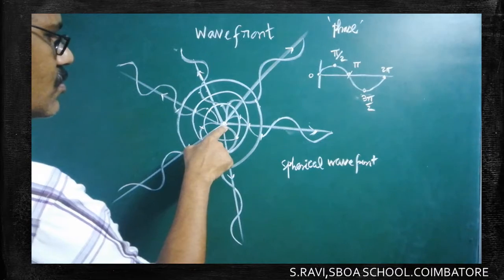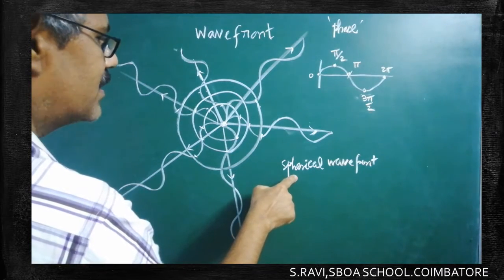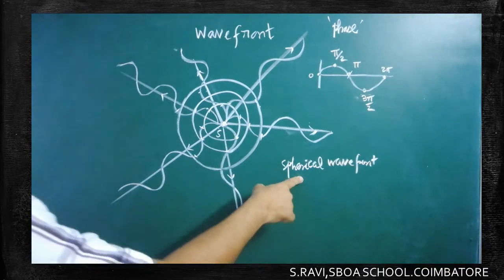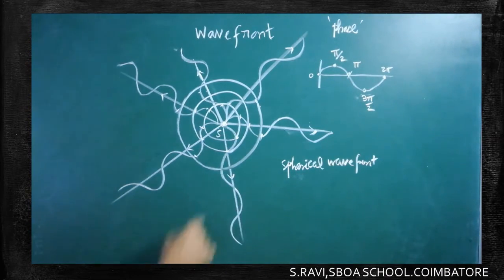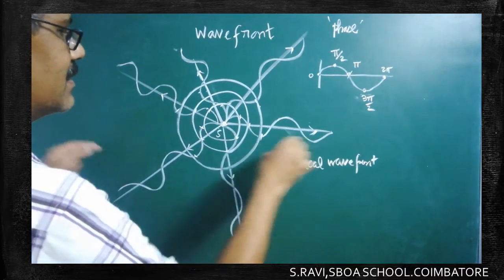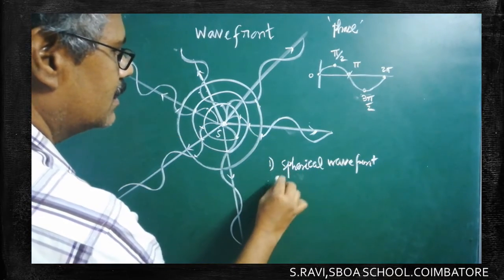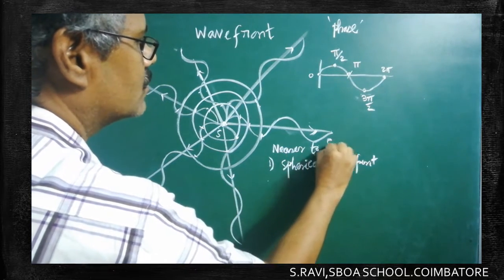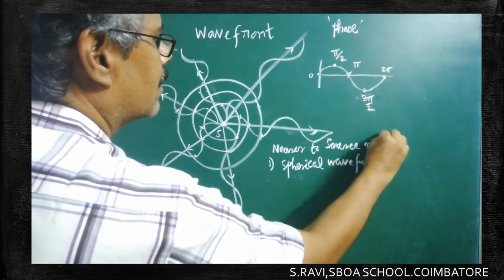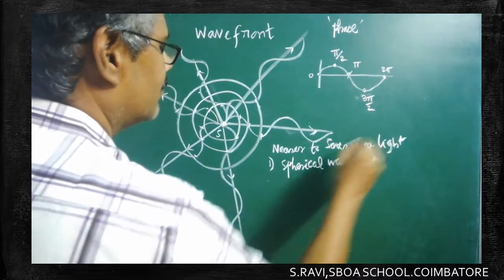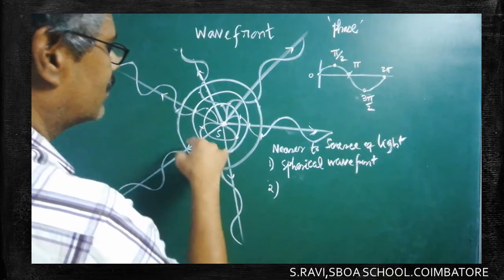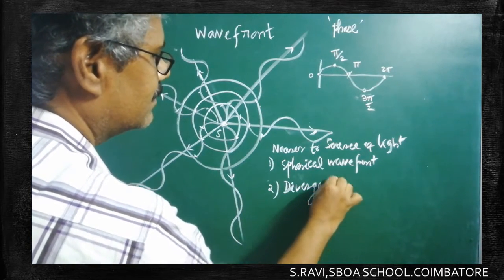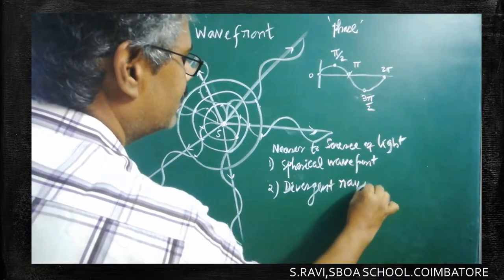Nearer to the source, the shape of the wavefront will be spherical in nature. Nearer to the source of light, how will the wavefront be? The wavefront will be spherical in nature. How are the rays? The rays are divergent. They are diverging. So note down: nearer to the source of light, the nature of the wavefront will be spherical, and the rays will be divergent. Divergent rays could be seen very close to the source.